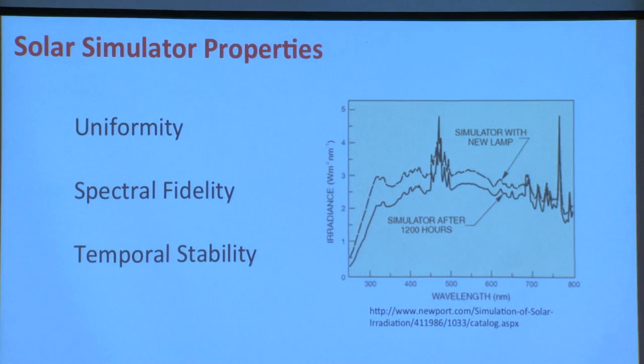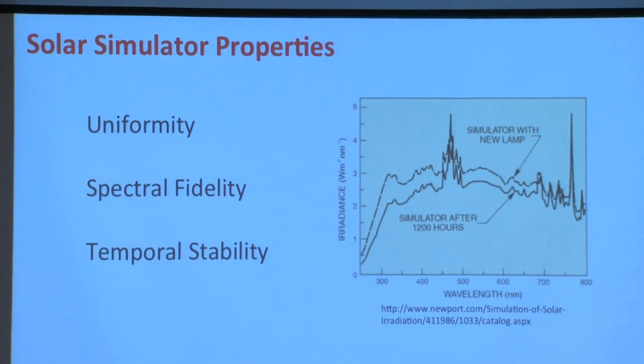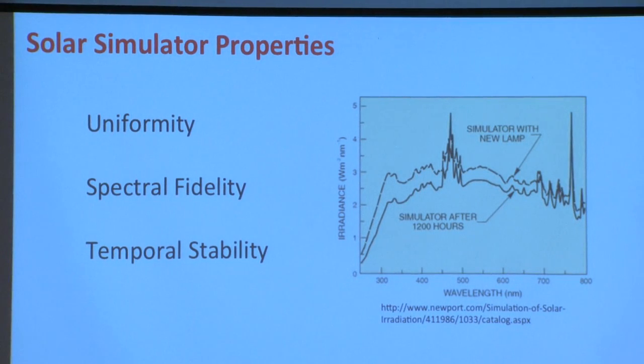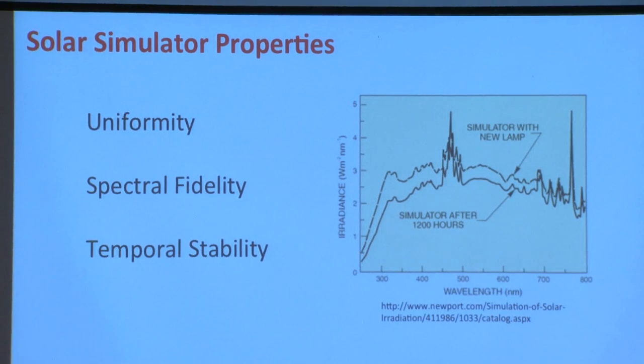We need to worry about spectral fidelity. That means how closely does the spectrum of our lamp match the ASTM standard solar spectrum. And thirdly, temporal stability. That means if I turn on the lamp this morning and want to take a measurement immediately, is it stable yet?